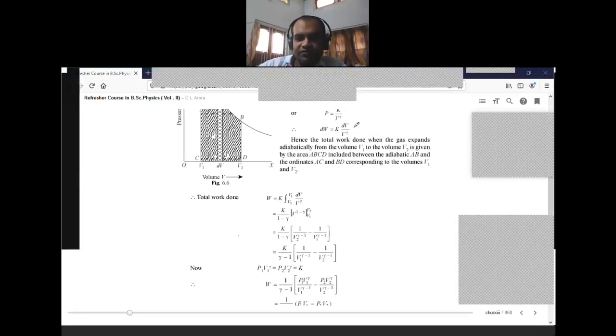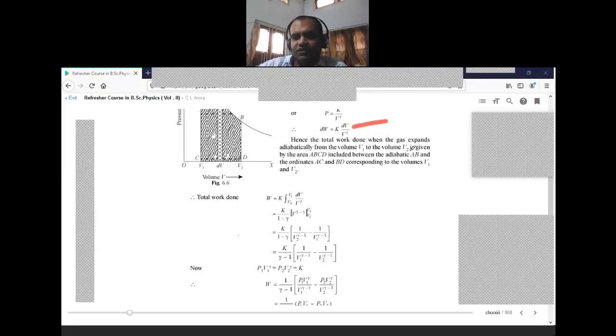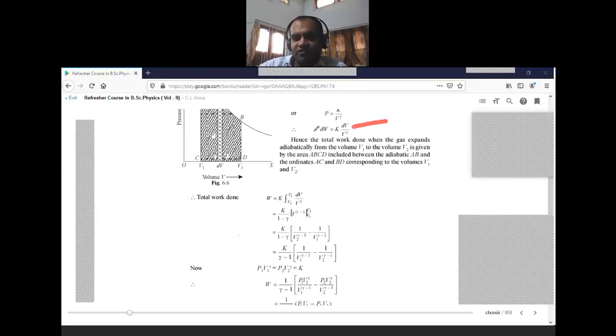So the total work done, that we have to calculate. How can we calculate it? We can calculate the total work done from this expression. If we integrate the expression dW equal to K multiplied by dV over V to the power gamma, then the total work done is the integration of dW, which is the integration of K dV divided by V to the power gamma.